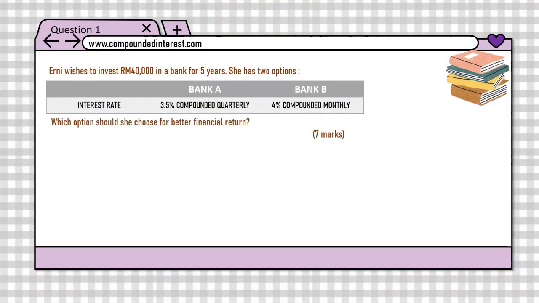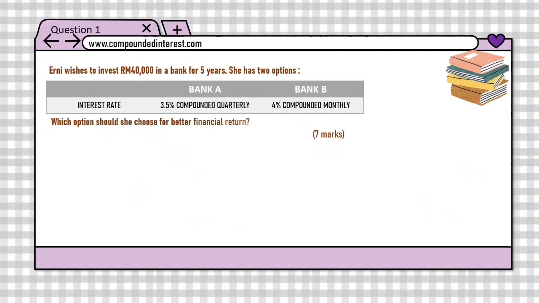Ebony wished to invest RM14,000 in a bank for 5 years. She has two options. Bank A, interest rate 3.5% compounded quarterly. Bank B, interest rate 4% compounded monthly. Which option should she choose for better financial return?